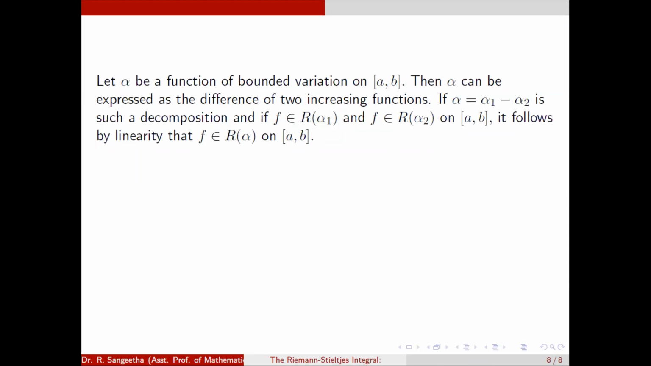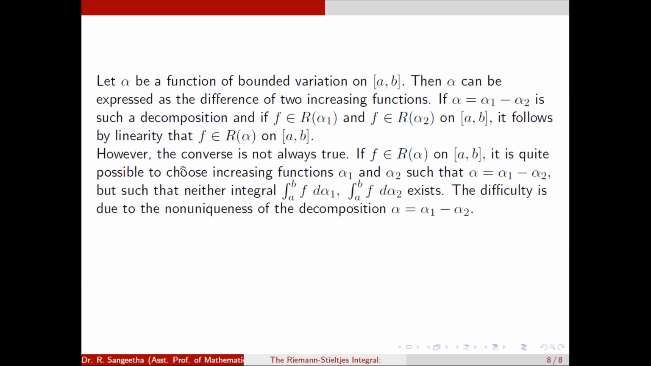Okay, but what about the converse? First, suppose f is integrable with respect to alpha 1 and with respect to alpha 2, then applying the linearity property, we get that f is integrable with respect to alpha. But look at the converse part. Converse means, suppose f is integrable with respect to alpha, can we say f is integrable with respect to alpha 1 and integrable with respect to alpha 2? Okay, this is the question, but the converse is not necessarily true.